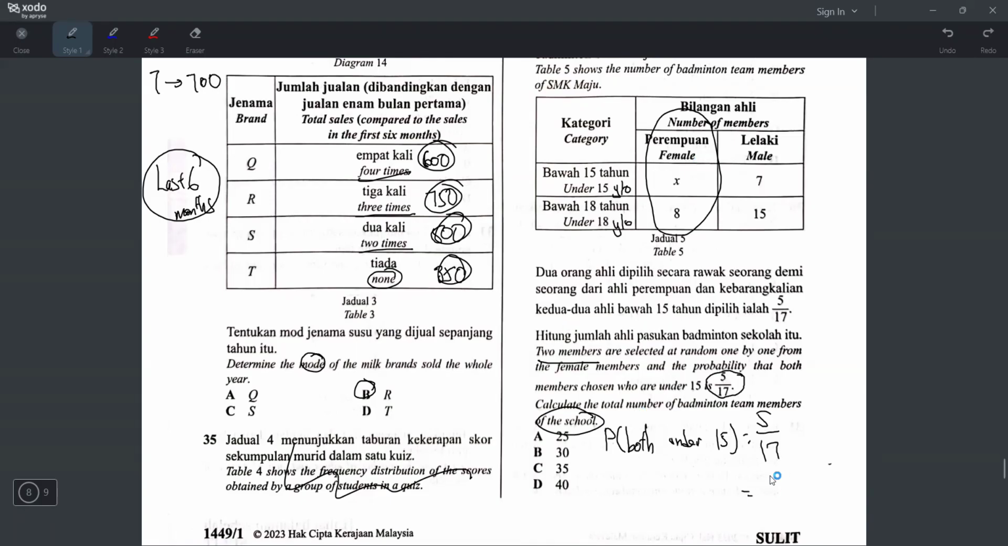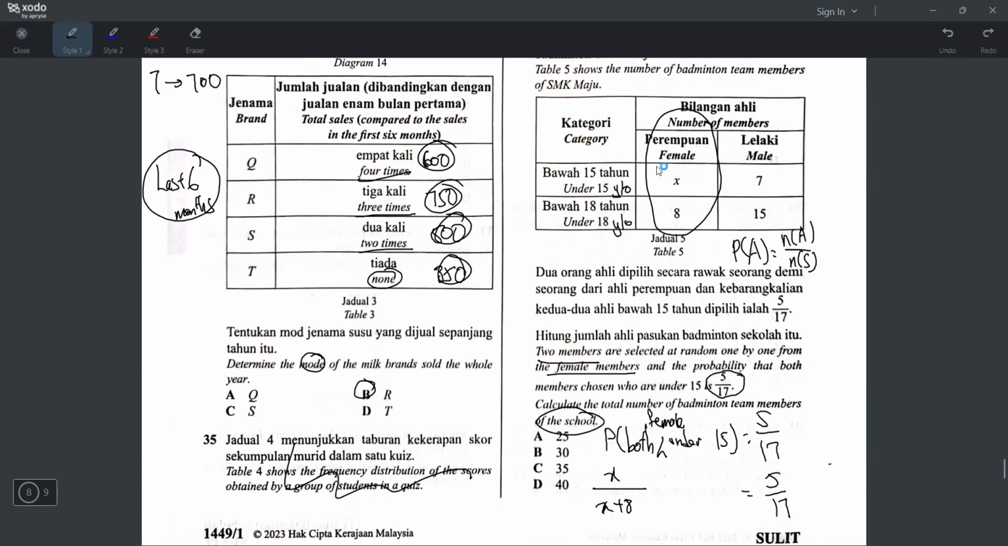Okay, so dia ada bagi information, probability of both under 15 is 5 over 17. But this one is both female. Yeah, both female. You know why? Because it choose from female. Dia kata sini kan, selected one by one from female. Okay, so from female, what is the probability of choosing under 15? X over X plus 8. Okay, the formula for probability is n(A) over n(S). So if you want to find the probability of under 15, you have to take the number of girls under 15 divide with total.